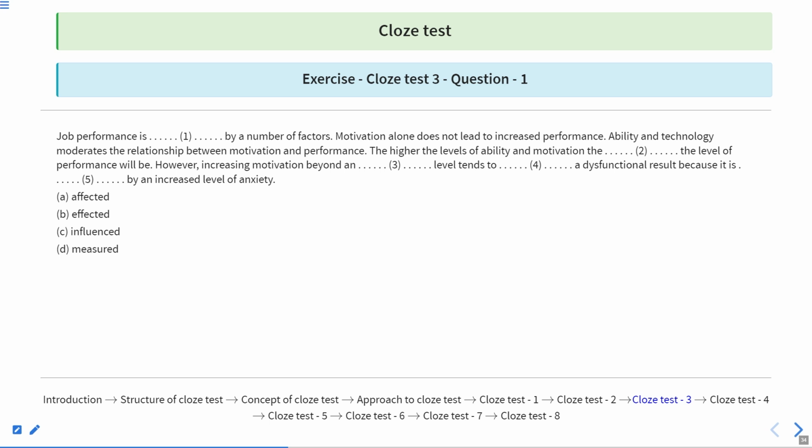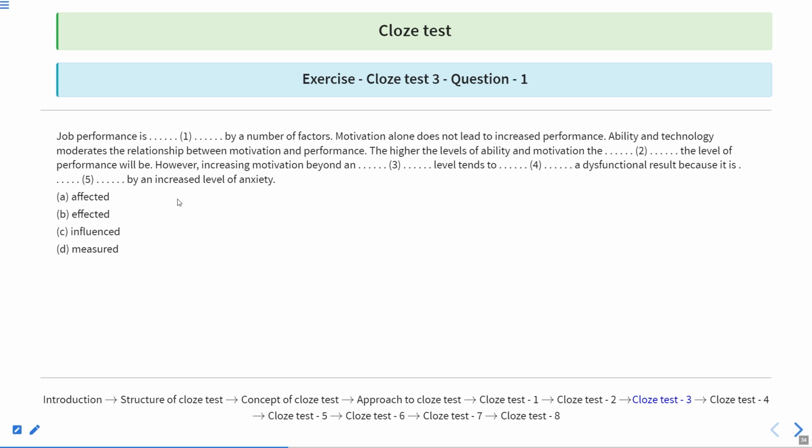So we have to fill in the first one here. Job performance is dashed by a number of factors. This particular paragraph as a whole is talking about job, and it is talking about job performance. It is talking about motivation and performance. It is talking about increasing motivation beyond a certain level leading to, say, a level of anxiety. So we have to fit in the word here in place of one.